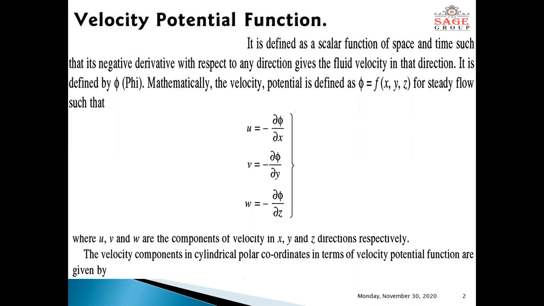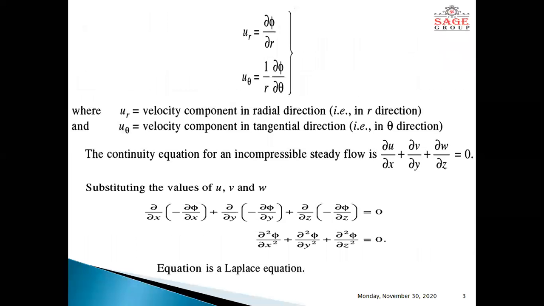The velocity components in cylindrical polar coordinates in terms of the velocity potential function are given by u_r equals del phi upon del r, and u_theta equals 1 upon r into del phi upon del theta, where u_r is the velocity component in the radial direction, that is in the r direction, and u_theta is the velocity component in the tangential direction, that is in the theta direction.